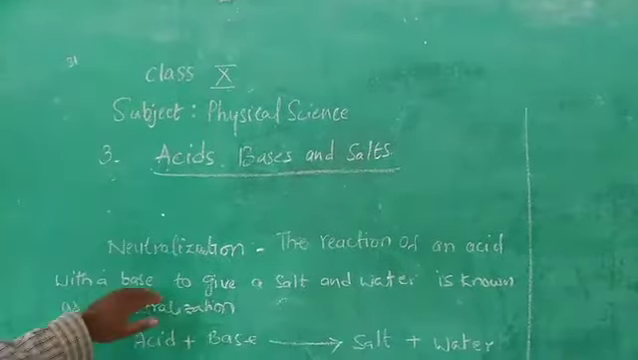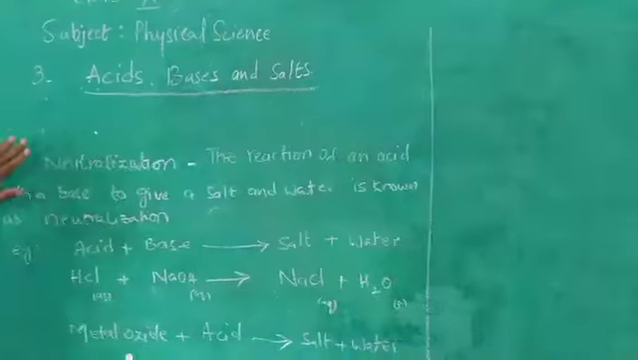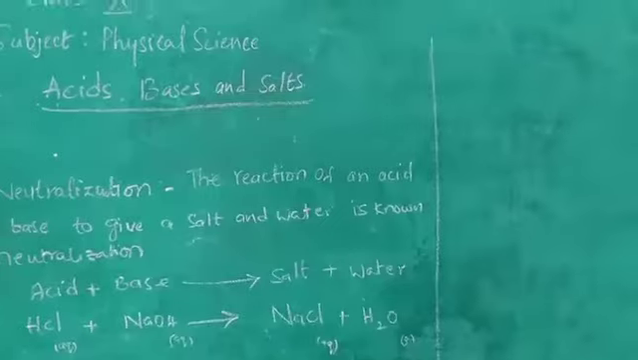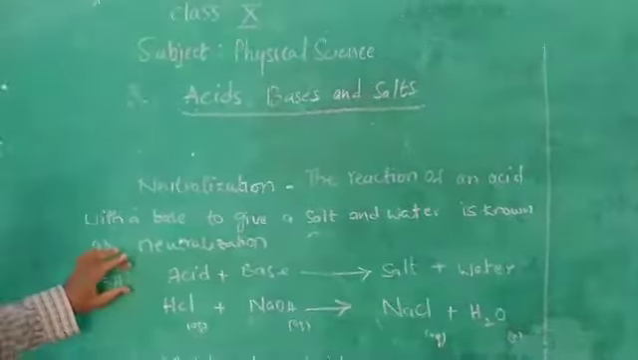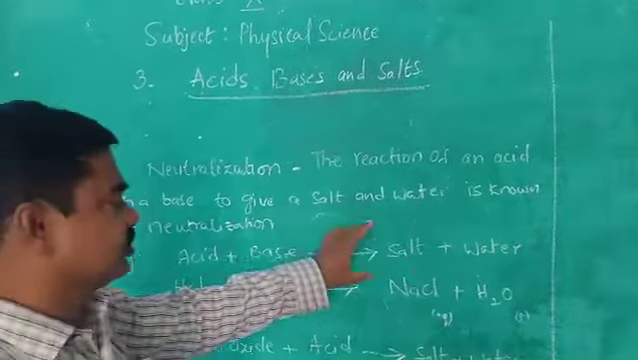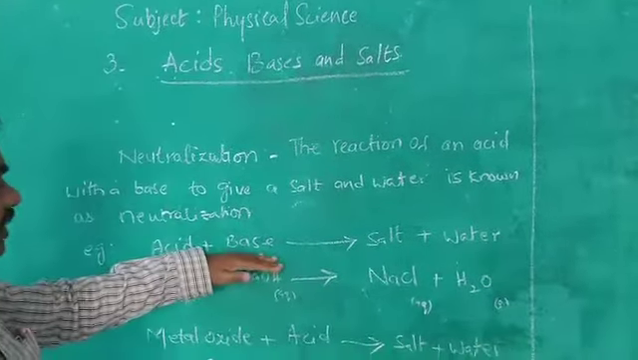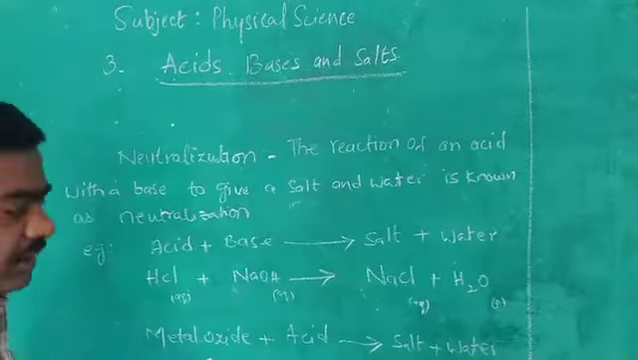In the neutralization examples we have seen, acid plus base gives rise to salt and water. This is very important, children. This is in the examination. What is neutralization? You have to write the definition and the example. The basic formula here: acid plus base gives rise to salt and water. If you remember this, any acid you can take, any base you can take, that salt and water will be given.